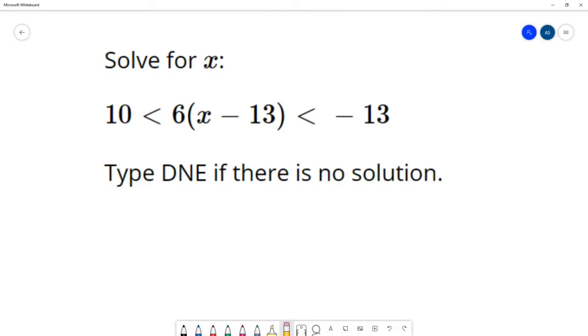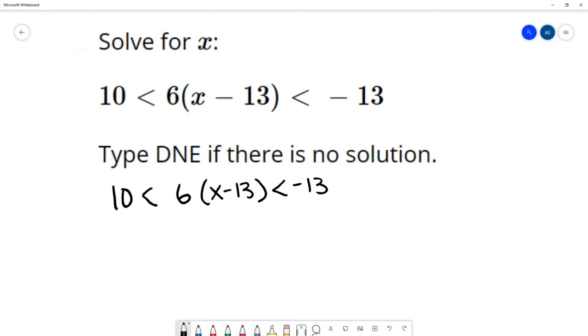Here we have another 3-part inequality or compound inequality. 10 is less than 6 times x minus 13 is less than -13. There's some extra instructions here. To type your solution, DNE stands for does not exist if there is no solution. So let's try to solve this. We have 10 is less than 6 times x minus 13 is less than -13.